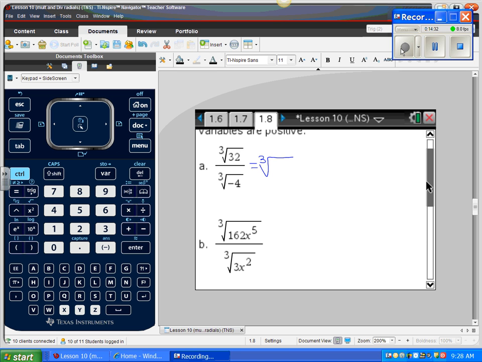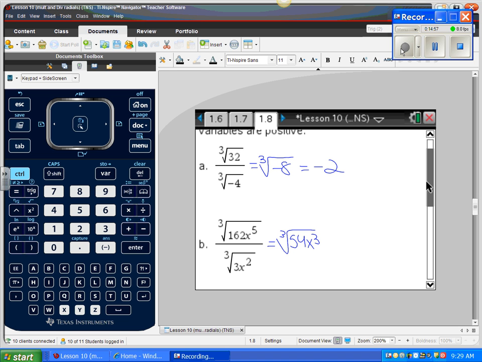Cube root of negative 8. Very good. What's the cube root of negative 8? Negative 2. Excellent. You guys did okay with that one? All righty. Cube root of 162x to the 5th divided by cube root of 3x squared. Good. 54x cubed. We subtract those exponents, right? Okay. So how do I break down 54?